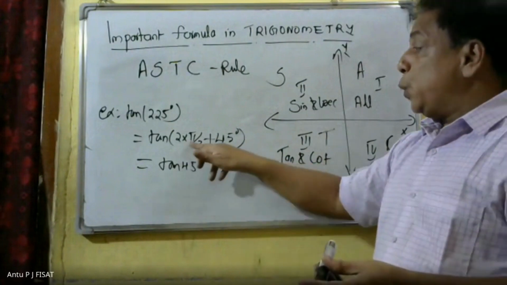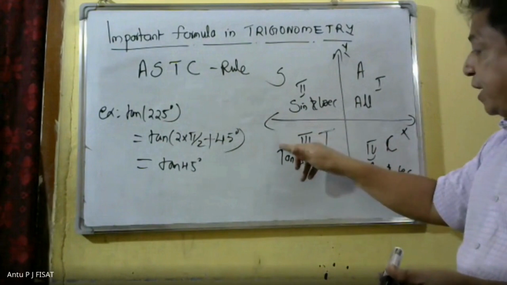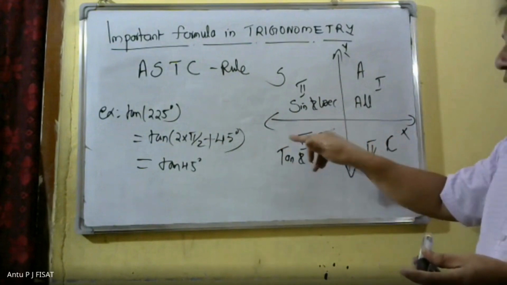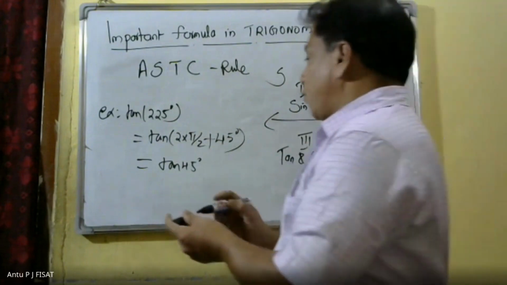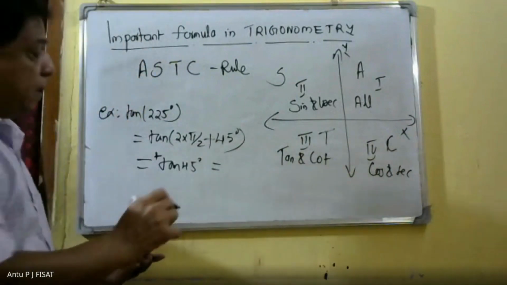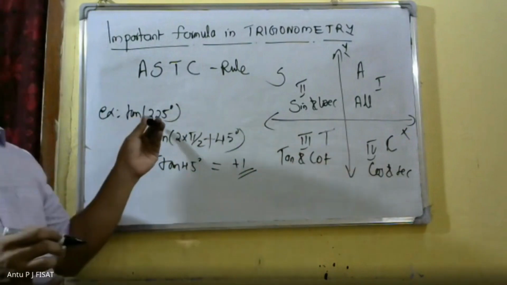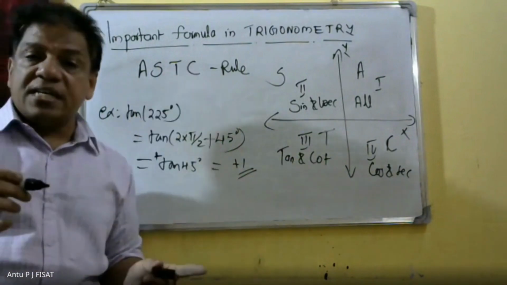But since 2 into pi by 2 plus 45 is 225 degree, it comes in the third quadrant. In the third quadrant tan is positive. Therefore plus tan 45, so the answer will be plus 1. We calculated the larger value 225 with the help of the ASTC rule.